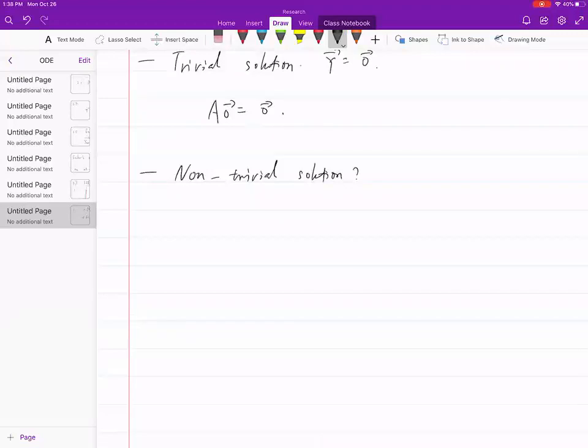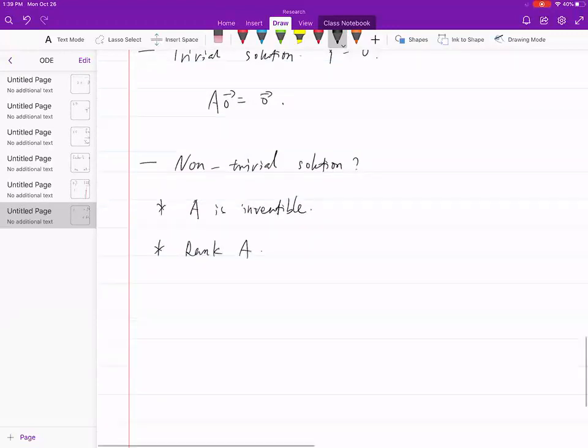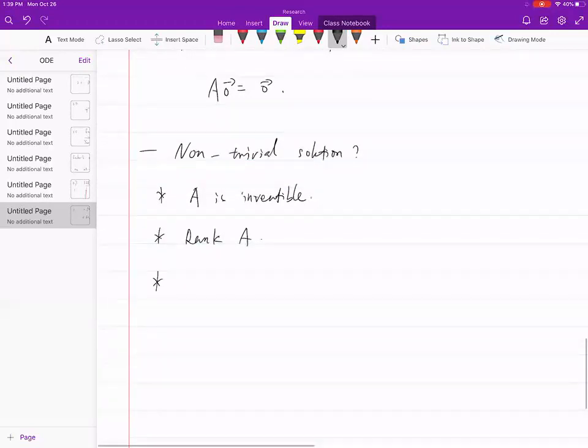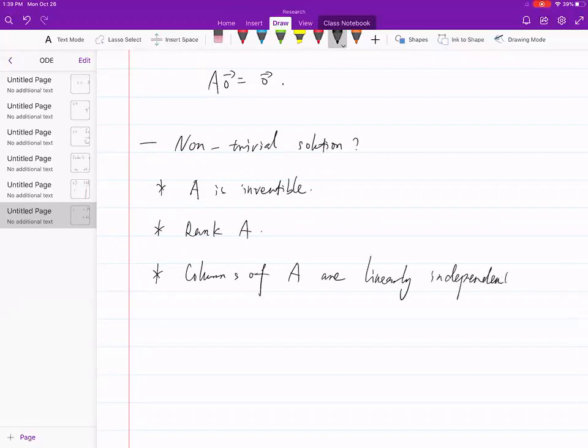Do you remember that if something is solvable is closely related to if A is invertible? I'm just going to write down several ways for you to think about. A is invertible. It has something to do with the rank of A. It has something to do with, are the columns of A linearly independent? This is actually rank A equals N.